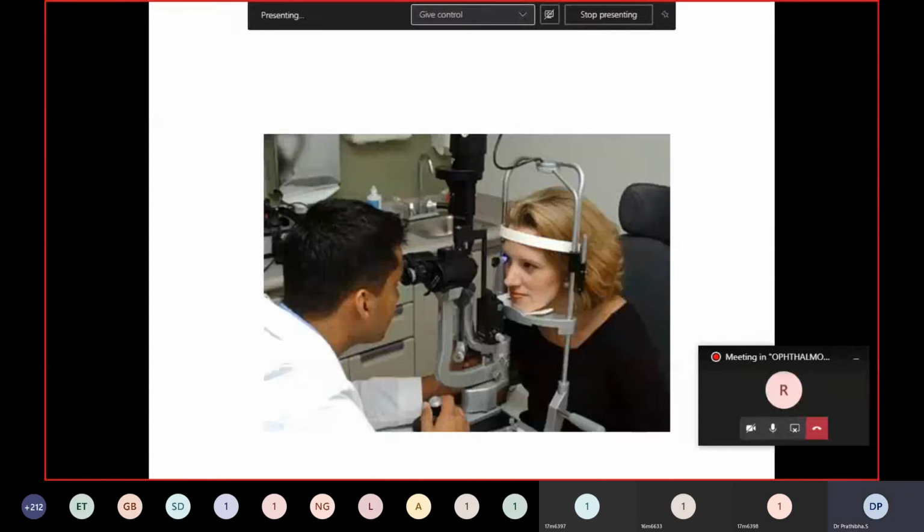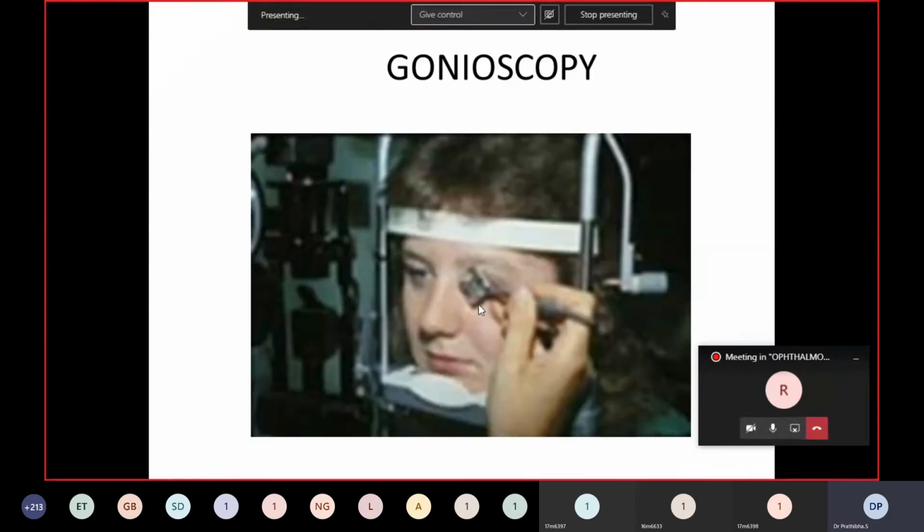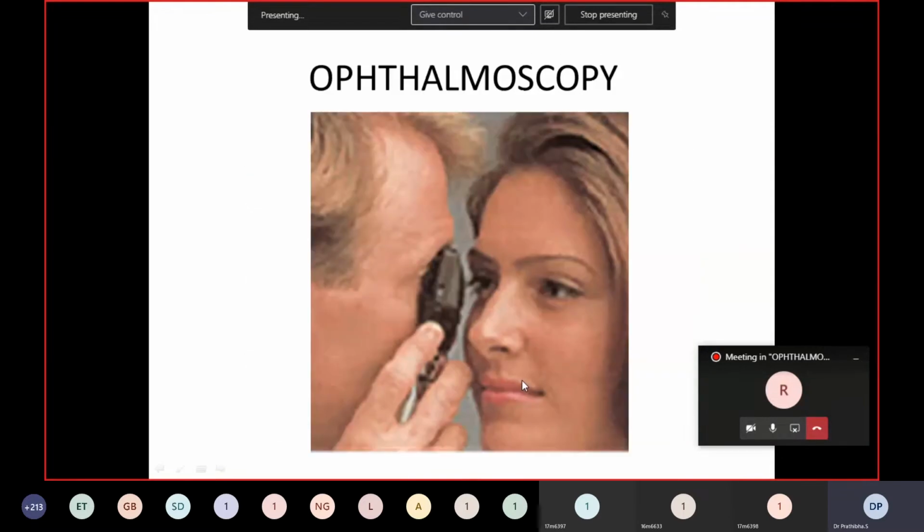This is just a pictorial depiction, a picture showing measuring the intraocular pressure using a Goldmann applanation tonometer. Gonioscopy being done. It's a 4-mirror gonioscope. All 4 angles can be visualized at the same time. Then ophthalmoscopy to assess the disc changes. It can be a direct ophthalmoscope. This is a picture of a direct ophthalmoscope.